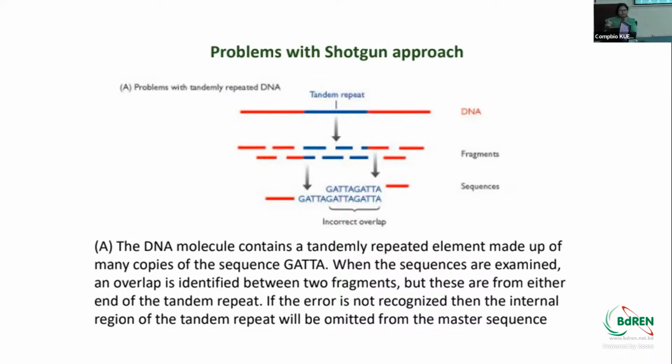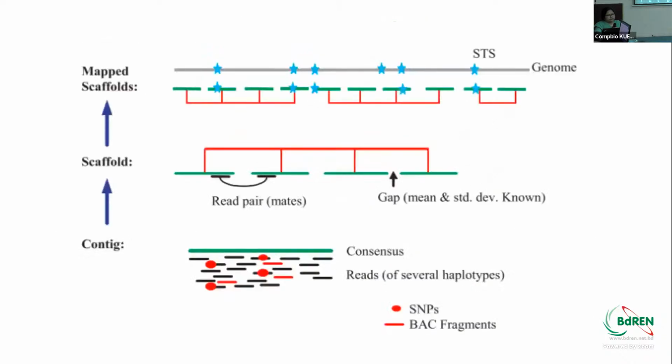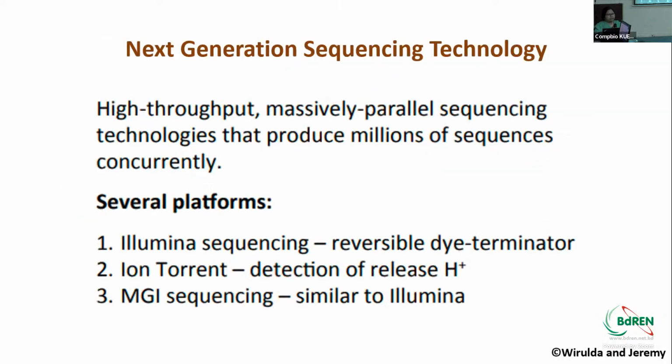If we sequence it multiple times, then there is a chance that we will not miss it. I mean, we will not be able to omit it, because of the strength of high throughput, sequencing the same thing multiple times. It is like a replicate, right? When we take more replicates, we get more reliable data. So nowadays, we use Illumina sequencing, Ion Torrent, and MGI sequencing. It is also similar to Illumina.